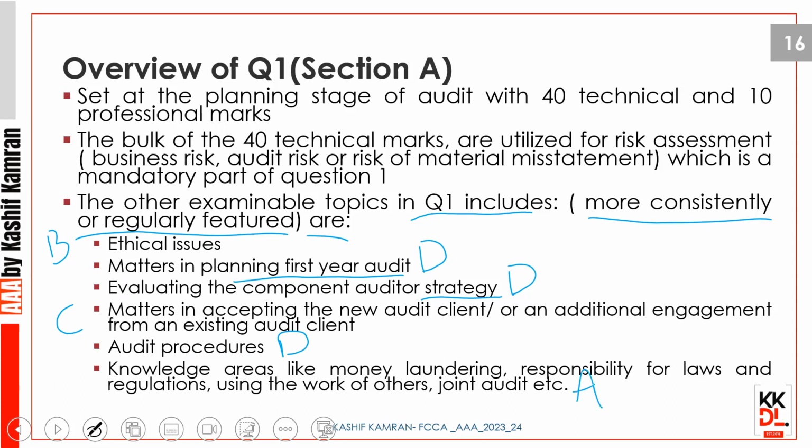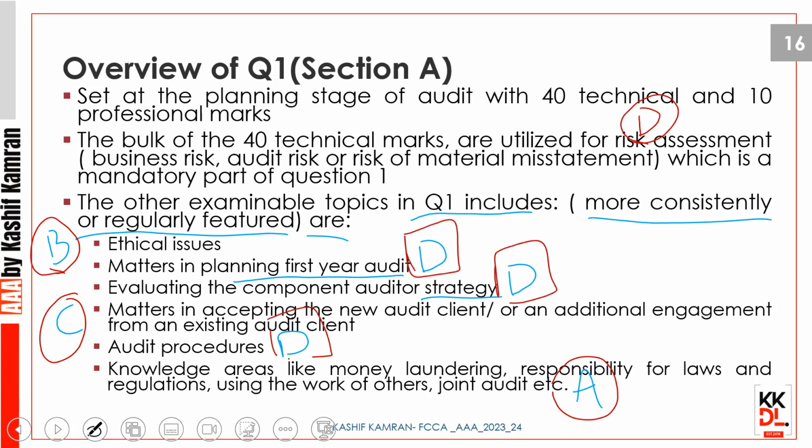See, we said that A, B, C are flexible. You can find instances of A, B, C even in section A. You can find B, C, A. But the risk part here is the D. And you can see so much D coming here as well. So D is the substantial hold of question number one.